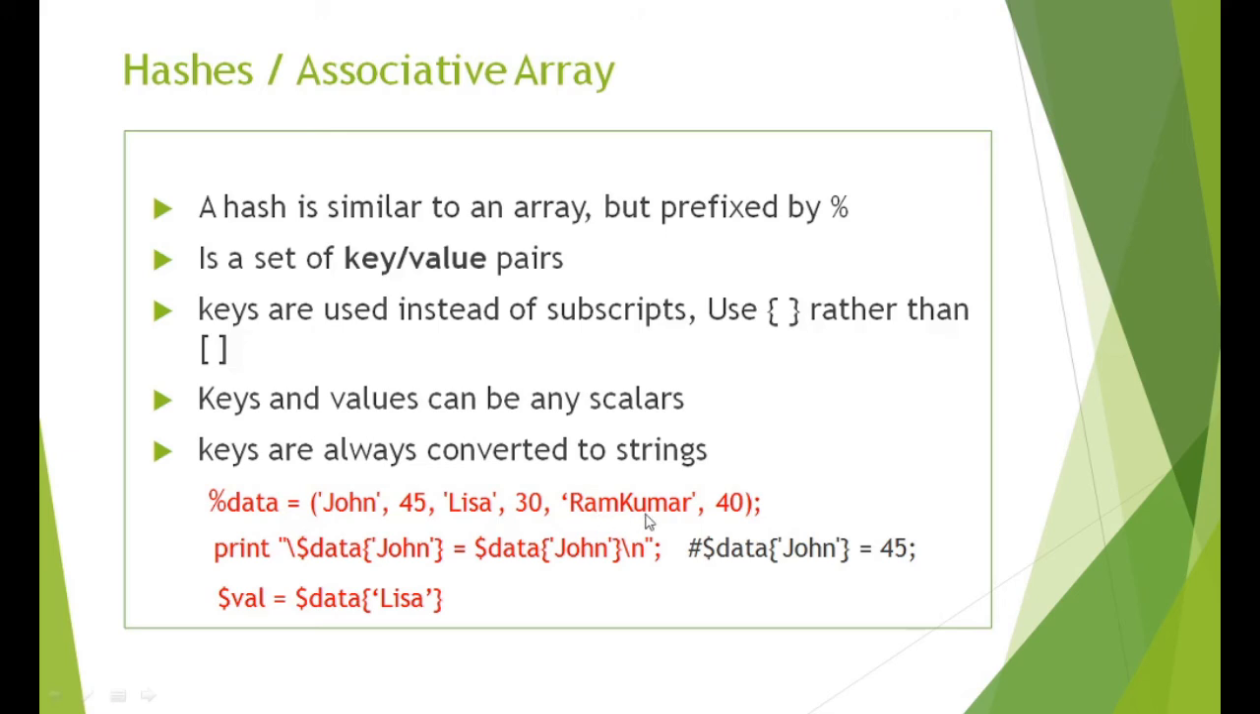So this is how we define an associative array. You just give a parenthesis and give all the values, all pairs of values. The first will be considered as a key. This is the value. Key, value, key, value. If I want to print it, you can see that I'm just using $data{John}. Here you can see that I have given curly braces. In array we will be using a square bracket, but in hash we are using the curly bracket.